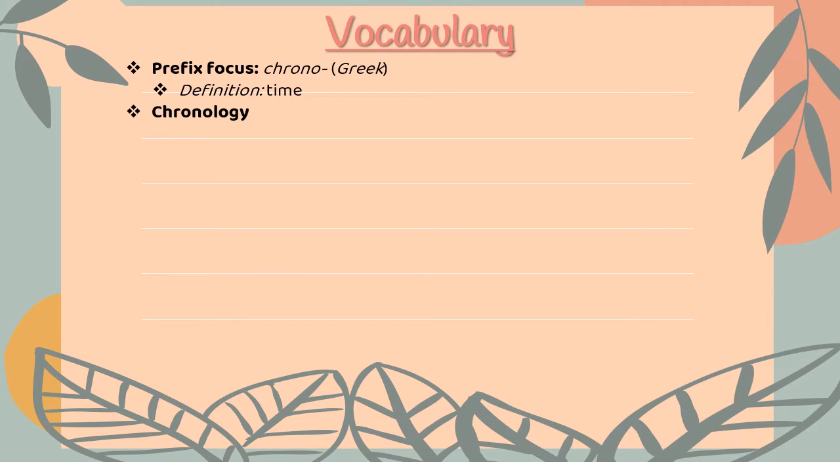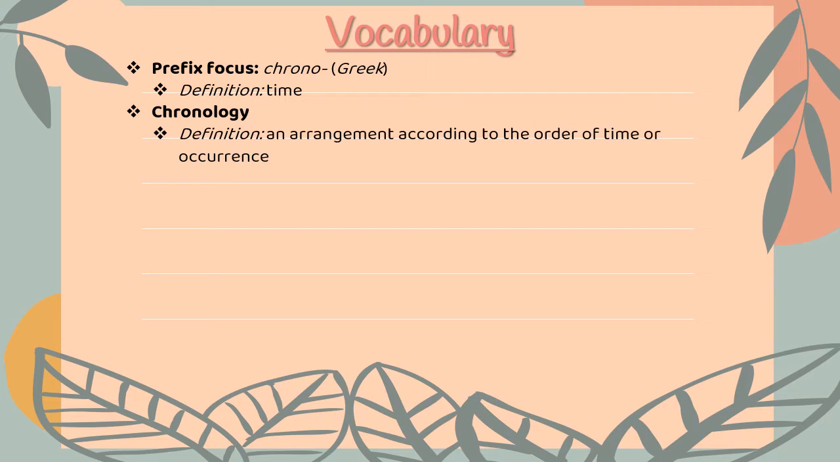Chronology. Okay, what do you think this one is? We've looked at that ology suffix before, so put it together. What does it mean? This is arrangement according to the order of time or occurrence. So something's chronology is its arrangement according to time or when it occurs.